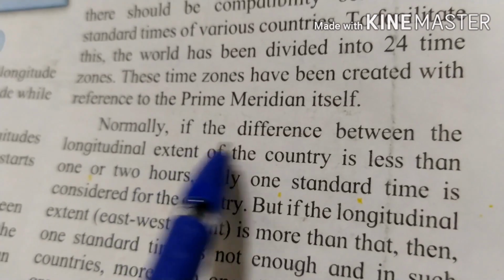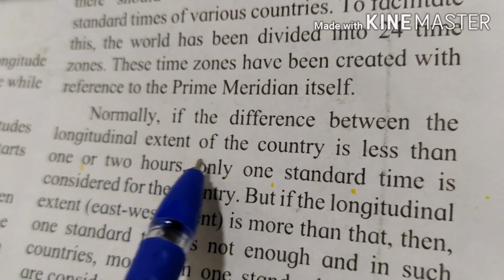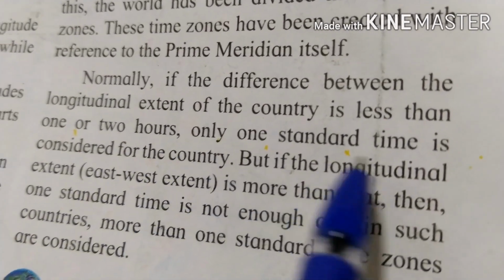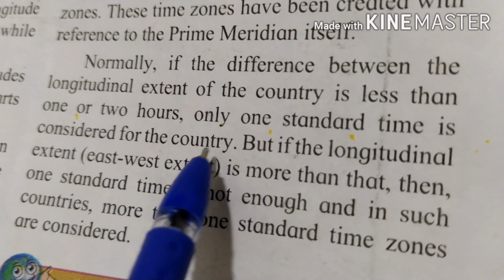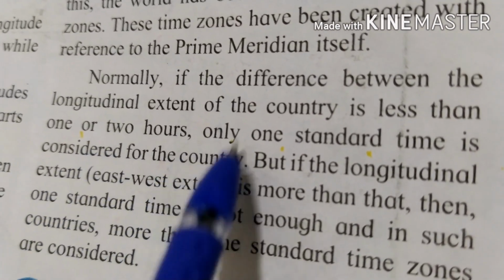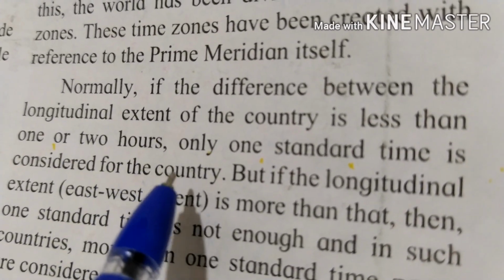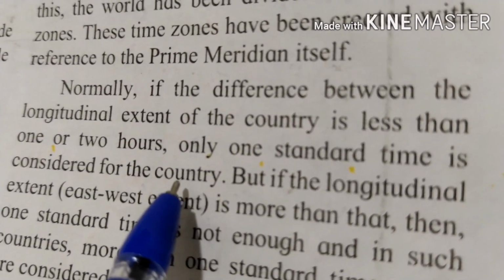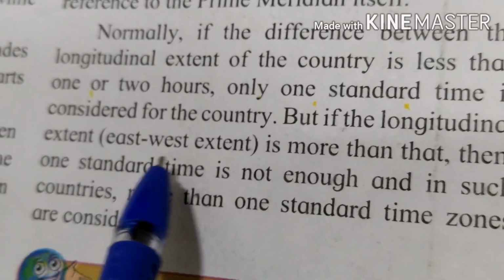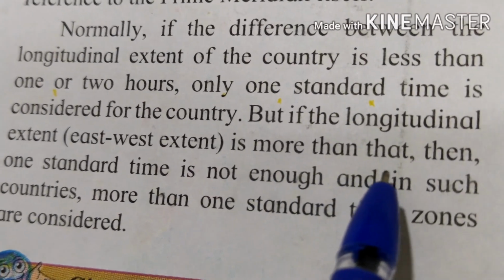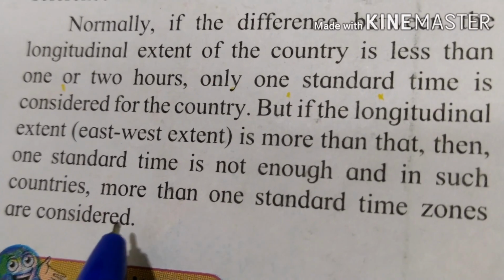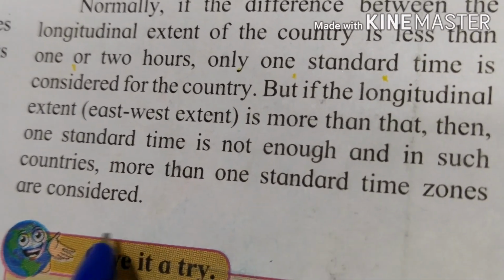And normally, if the difference between the longitudinal extent of the country is less than 1 or 2 hours, only one standard time is considered for the country. So what they are telling here is, if the difference is not more than 1 or 2 hours in the country, only one standard time is there. But if the longitudinal extent, that is the east-west extent, is more than that, then one standard time is not enough. And in such countries, more than one standard time zone is considered.